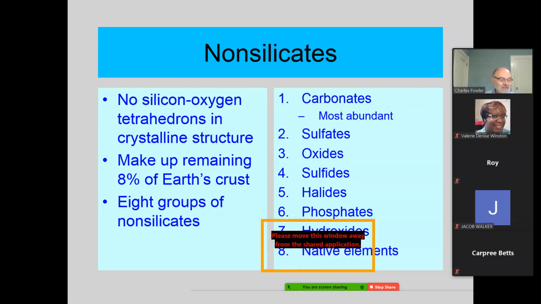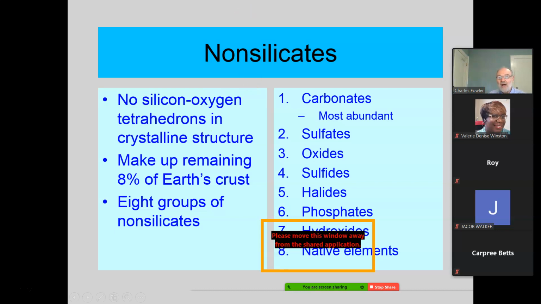Now, your non-silicates, those would be the 8% of the Earth's crust. These have no silicon-oxygen tetrahedrons in any of the crystal structures. They all have to have crystal structures, otherwise they wouldn't be a mineral. But these are not made out of silicon-oxygen structures, which are silicates. 92% of the Earth's crust is silicates. Only 8% is made up of these others. There are then 8 groups of these non-silicates, and they're not evenly distributed.